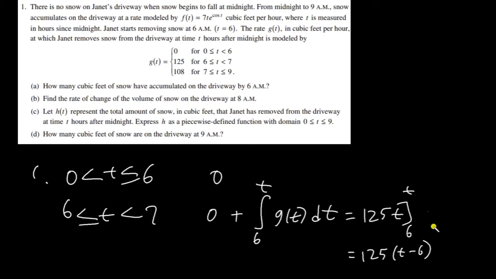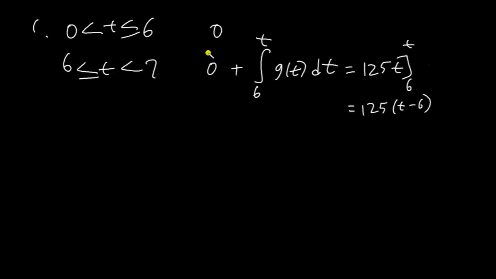Okay? So, what does this mean? For t between 6 and 7, the amount of snow that has been removed is 125 times t minus 6.